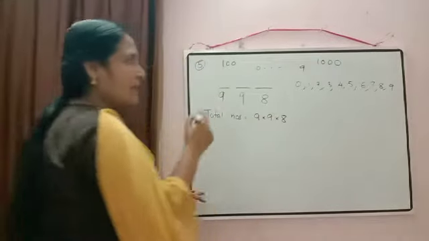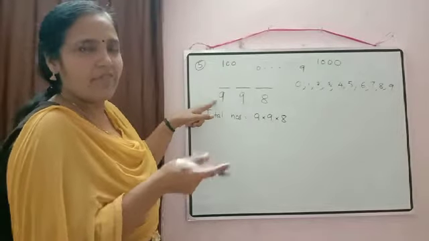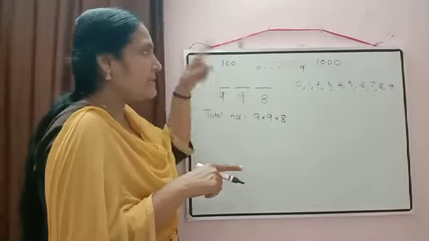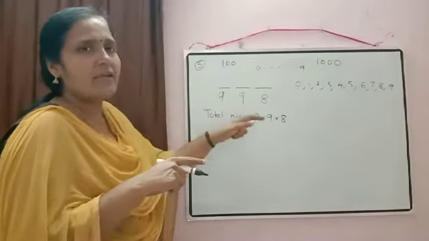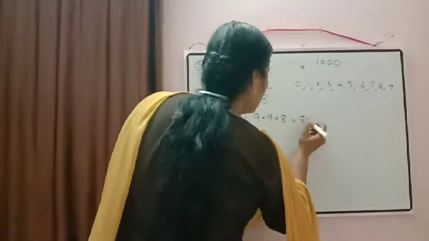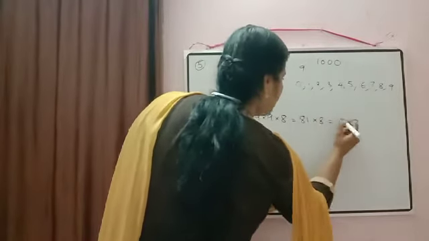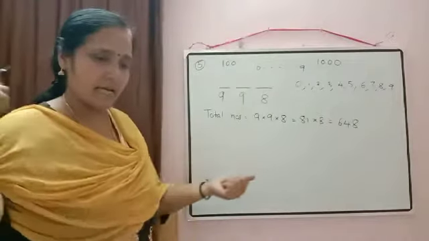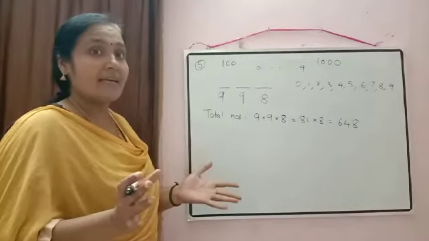Why are we multiplying here? Because when we say it, it will come this way: the hundreds place can be filled in 9 ways, and the tens place can be filled in 9 ways, and the unit place can be filled in 8 ways. So when there is an "and", we use multiplication. If you check, 9 nines are 81, 81 into 8. 8 ones are 8, 8 eights are 64. So a total of 648 numbers are there between 100 and 1000 with distinct digits.